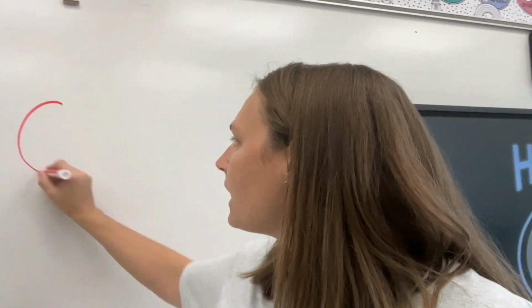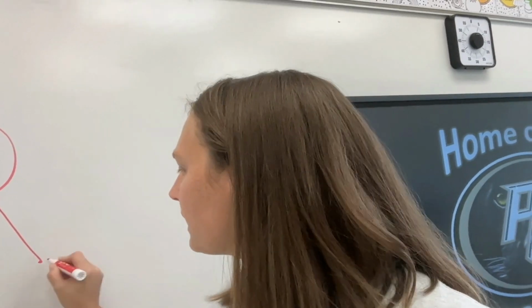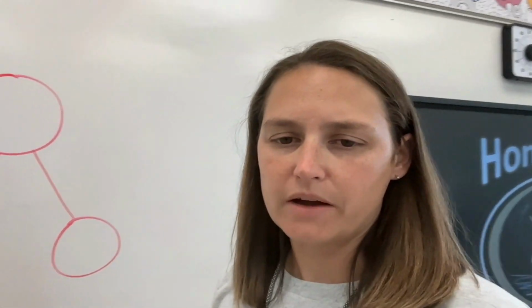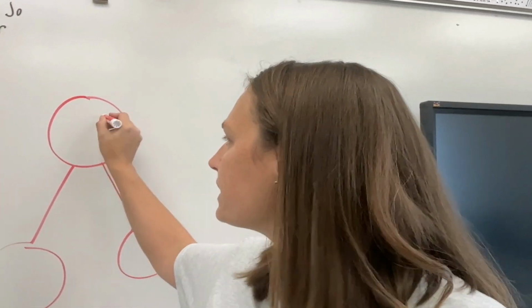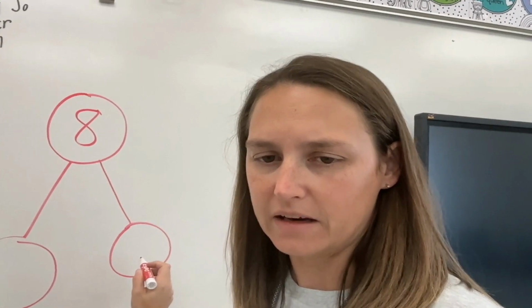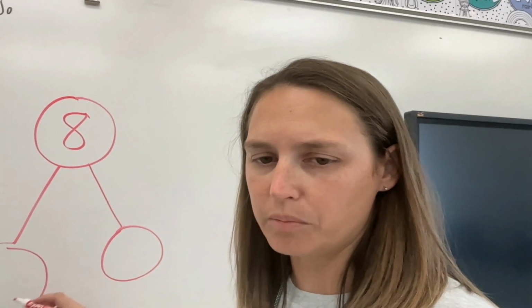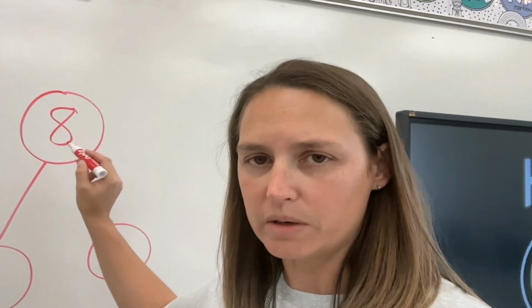So the number bond has a big circle up top and two legs and two circles at the bottom. So it's like this. Our whole number is what goes up here. So if our whole number is 8, I'm going to write an 8 in here. These two numbers are called addends. They're the parts, so we call it part, whole. They're the parts we use to make our whole number.